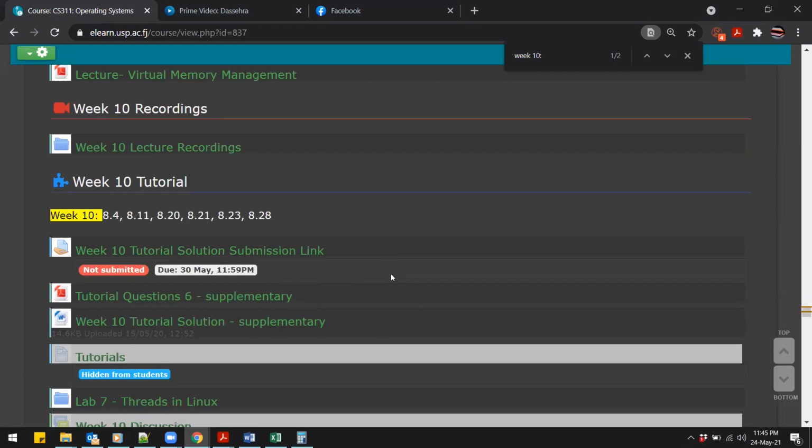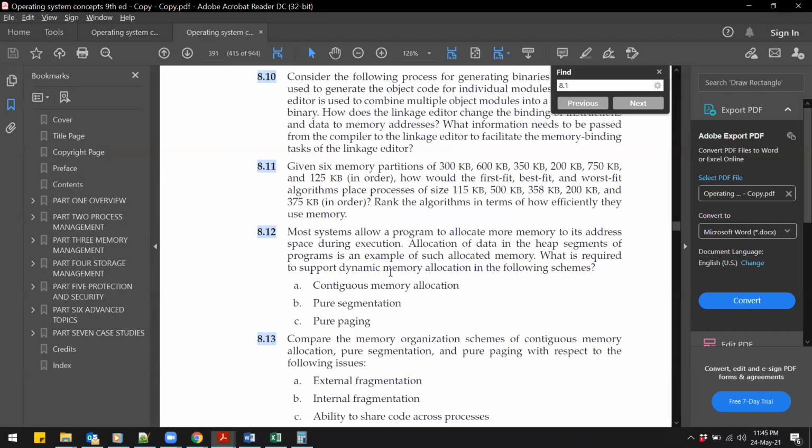The second question is 8.11. So in 8.11, it says given 6 memory partitions of 300 KB, 600 KB, 350, 200, 750, and 125 KB, in order. So how would the first fit, best fit, and worst fit algorithms place processes of size 115, 500, 358, 200, and 375 KB in order?